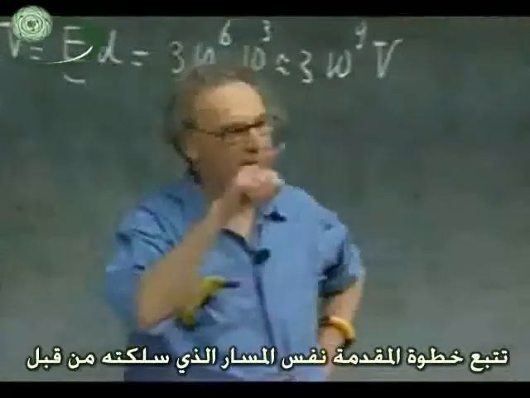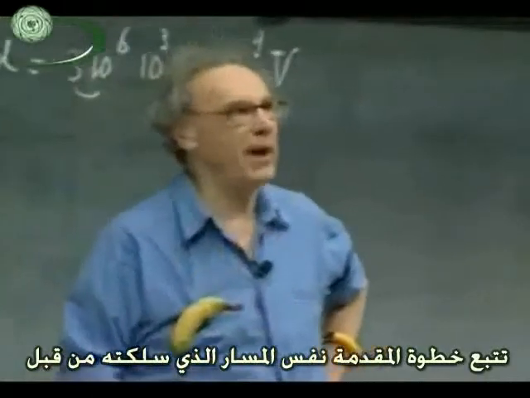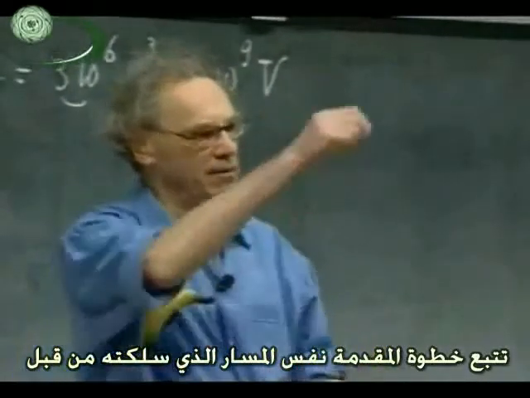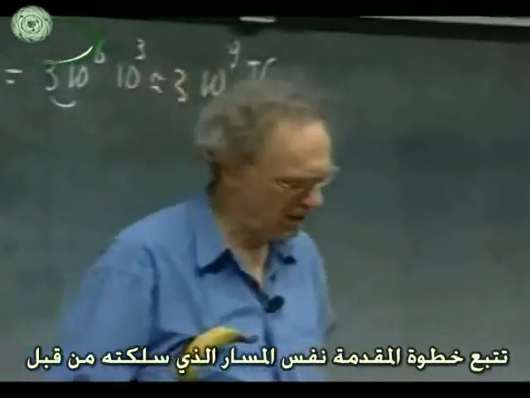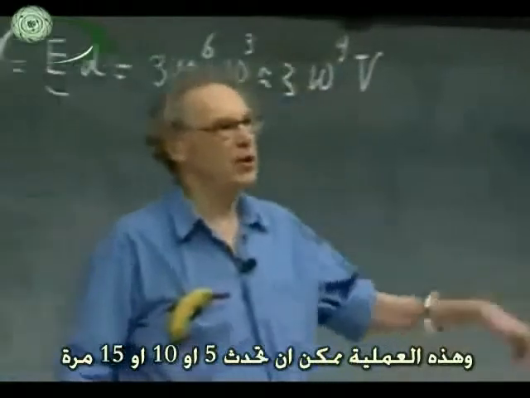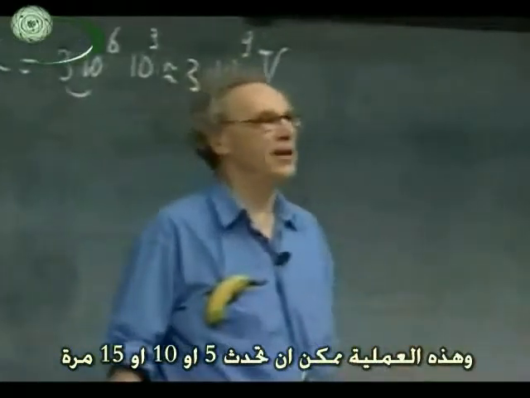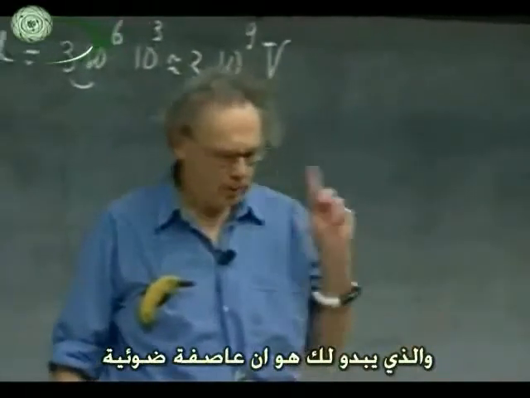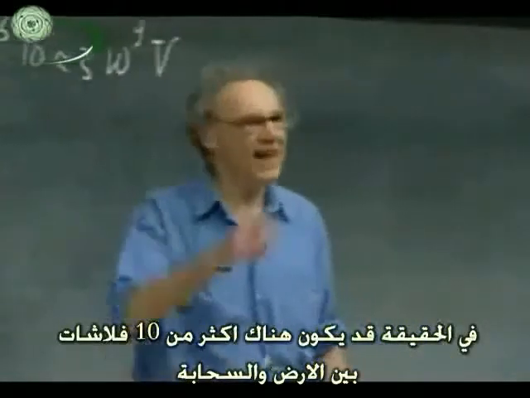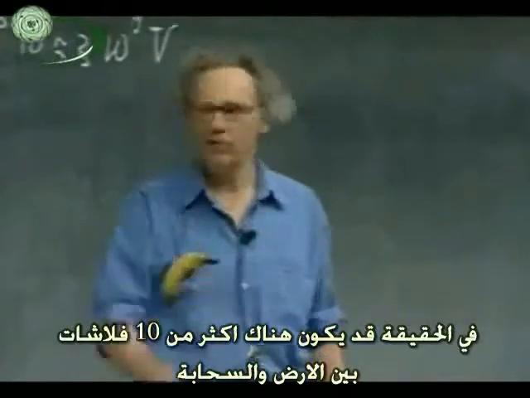However, the step leader will now follow exactly the same path that was made before, because that's where the air is ionized, so that's where the conductivity is very high. So that's the easiest way to go. And this process can recur 5, 10, maybe 15 times. So what appears to you as one lightning bolt, in fact, could be 10 flashes back and forth between the cloud and the Earth.